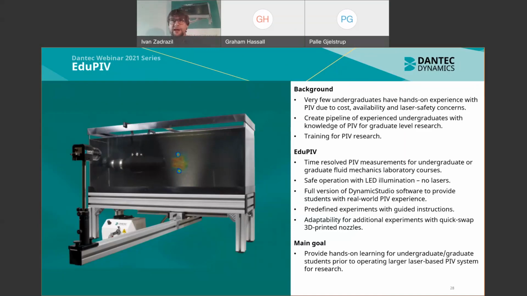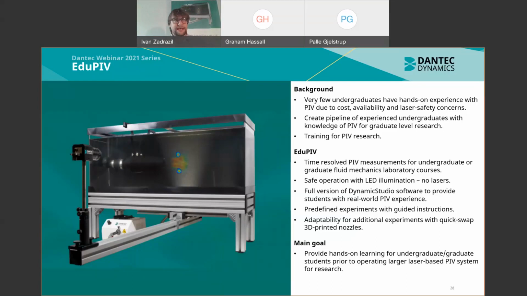So what would Edu PIV allow you to do? Well, Edu PIV allows you to do time-resolved PIV measurements, typically in undergrad fluid mechanics labs. It uses safe LED illumination. There are no lasers, so there's no concern when it comes to safety. It contains a full version of Dynamic Studio to provide the students with real-world PIV experiments. And it also comes with predefined experiments and instruction guides.